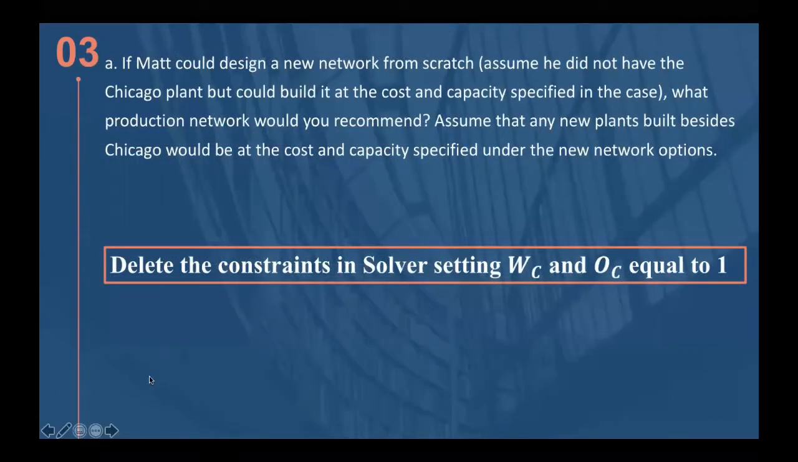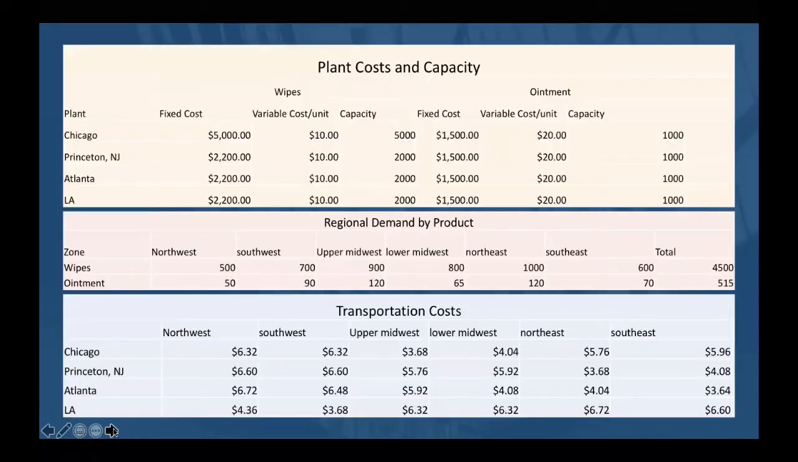Hello class, my name is Rezwan Ahmed, and I'm going to discuss what options Matt needs to consider before he makes his decision. Firstly, assuming Matt did not have the Chicago plant, and he wanted to change all his production plans, what could have been done? Moving on to the next slide.